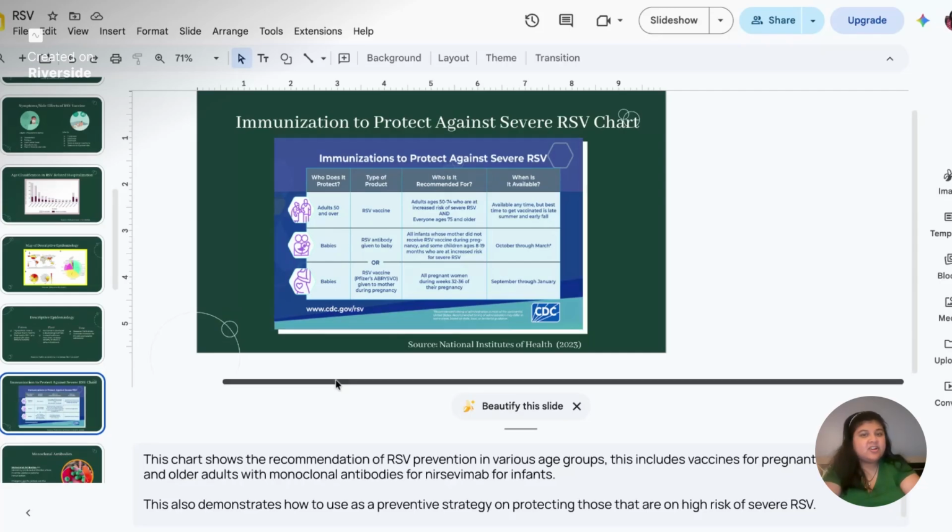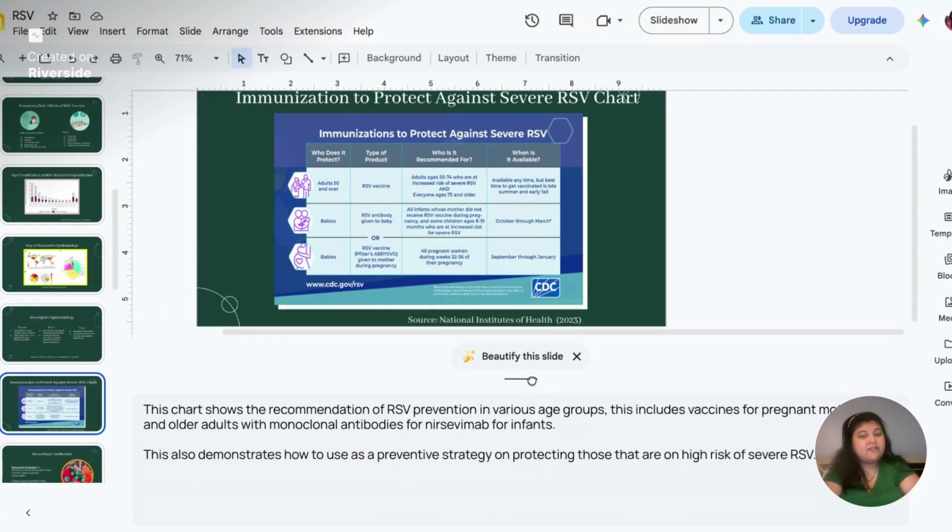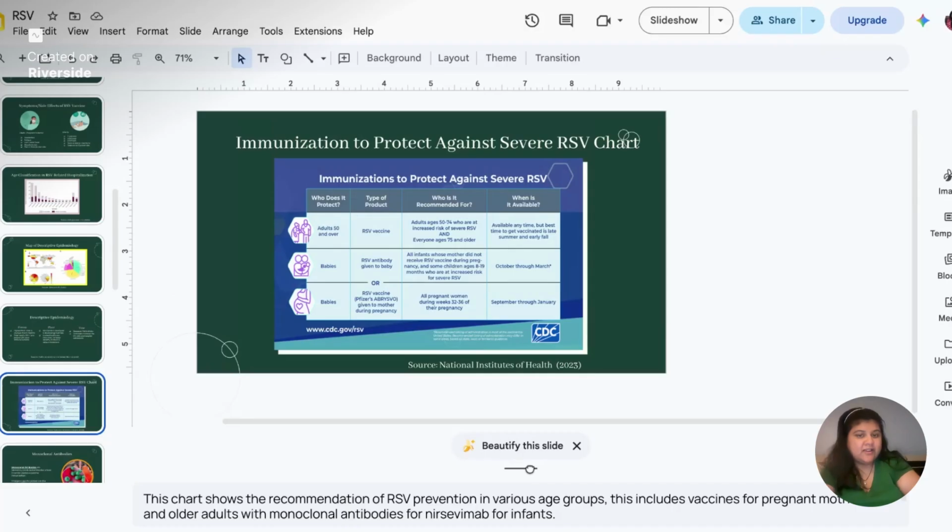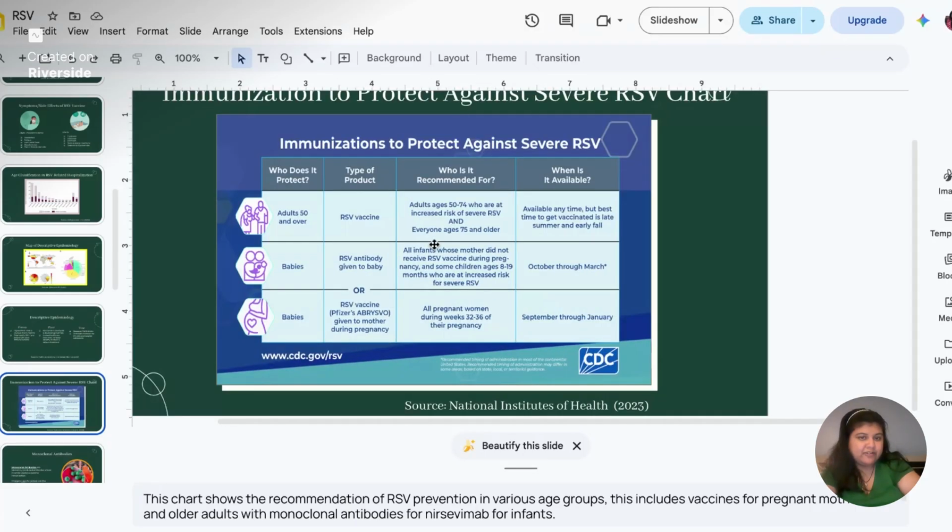Here in this chart, you can see the immunization that protects against severe RSV. This talks about the recommendations on how to prevent RSV in various groups. This includes vaccines for pregnant mothers and other adults, and monoclonal antibodies for infants. This also demonstrates the preventive strategy for protecting those at high risk of severe RSV, as we can see if I zoom in very quickly.